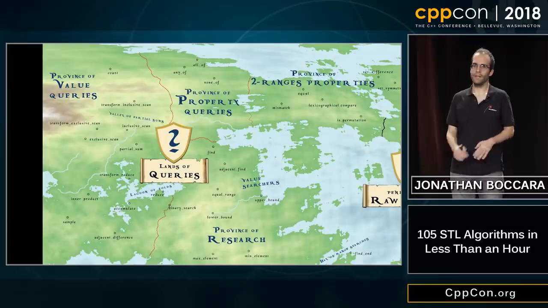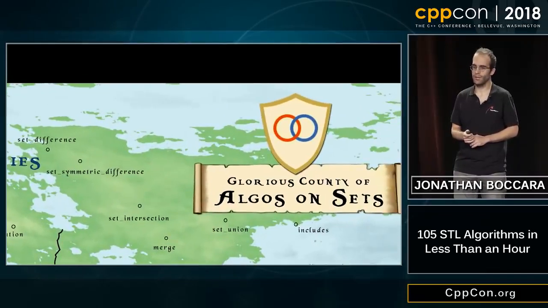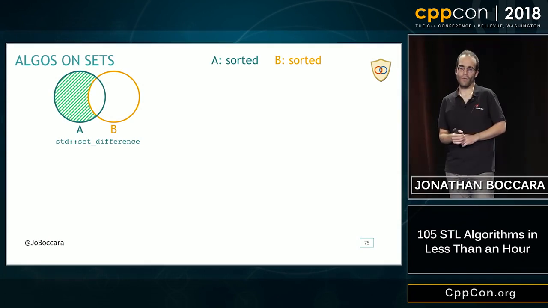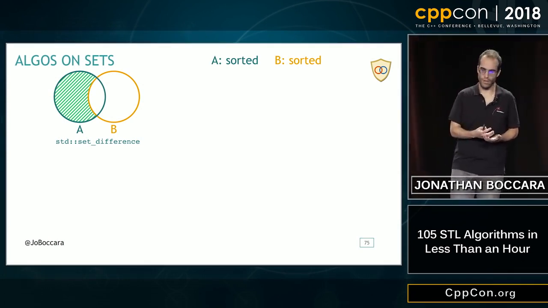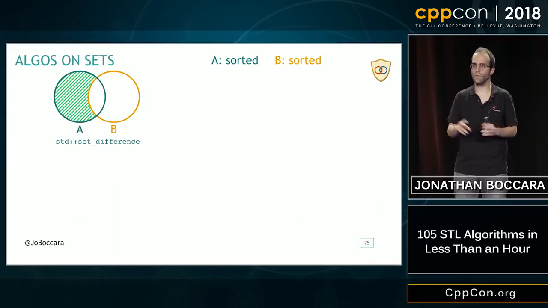Right, we've been around the largest part of the world. Now we're going to move to my favorite place. It's the glorious county of the algorithms on sets, because they're glorious. Well, what's a set to begin with? It includes a std::set, but not only. In C++, what we call a set is any sorted collection. So a std::set is sorted and is a set, but a sorted vector, for the purpose of the STL algorithms, is also considered as a set.